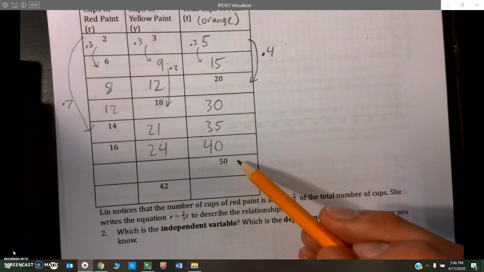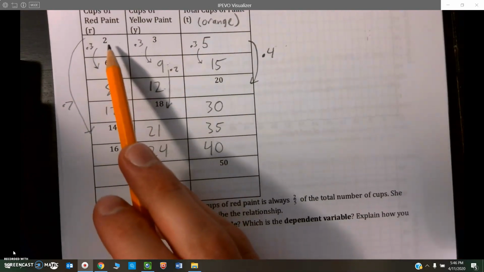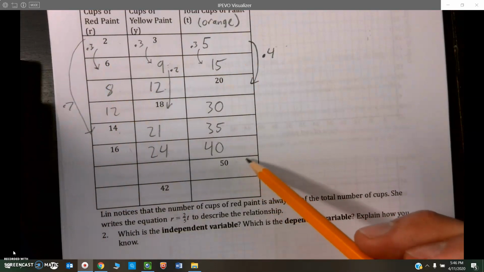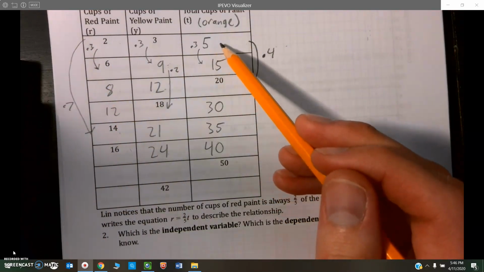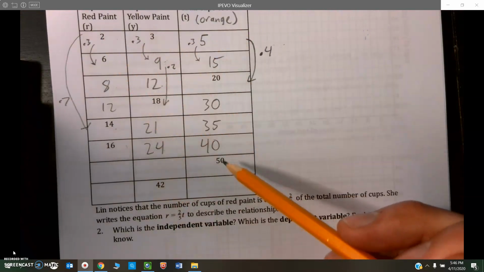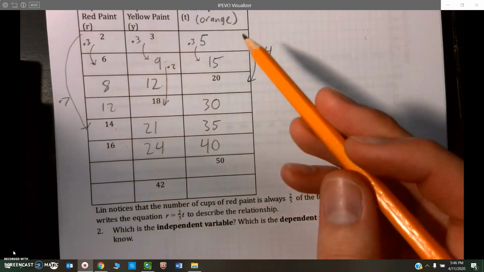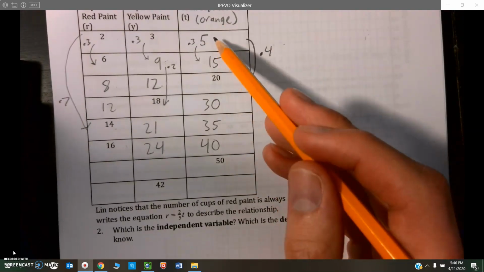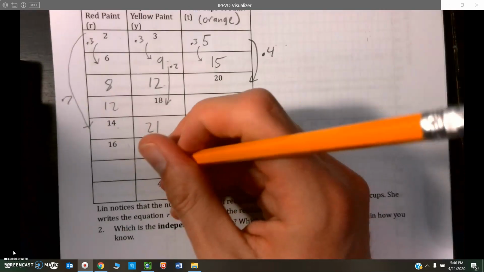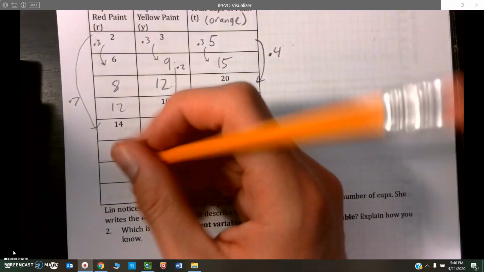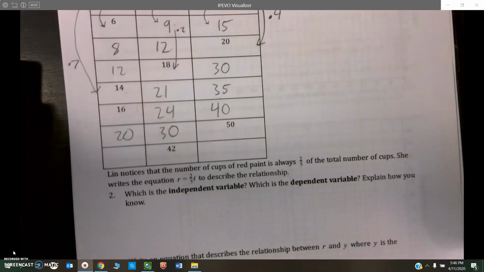Here, she got 50 total cups, so I'll use this ratio up here. So this ratio made 10 times as much as this initial one did, because to get from 5 to 50, I'd have to multiply times 10. So if I got 10 times the amount of total, then I also must have used 10 times the amount of yellow and 10 times the amount of red.